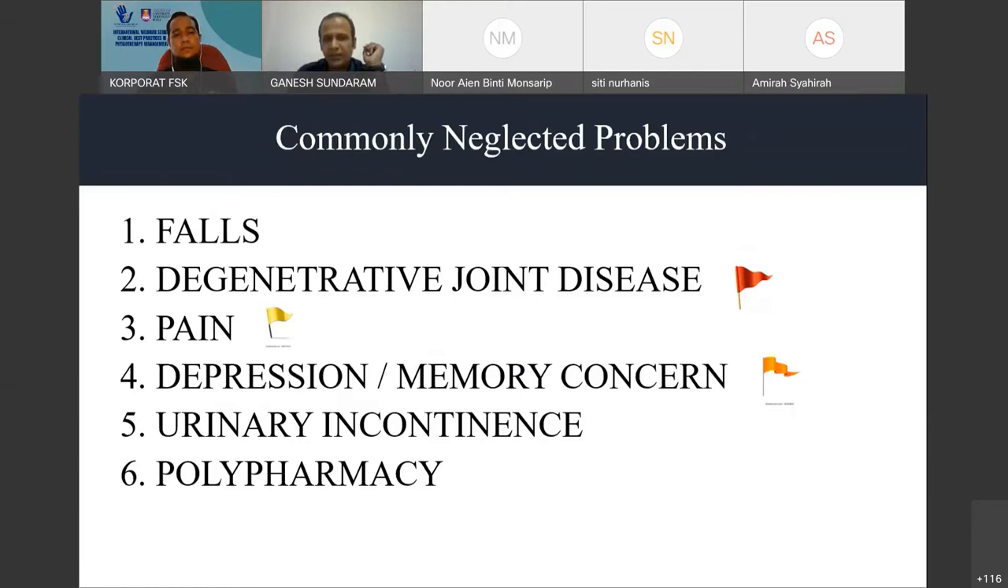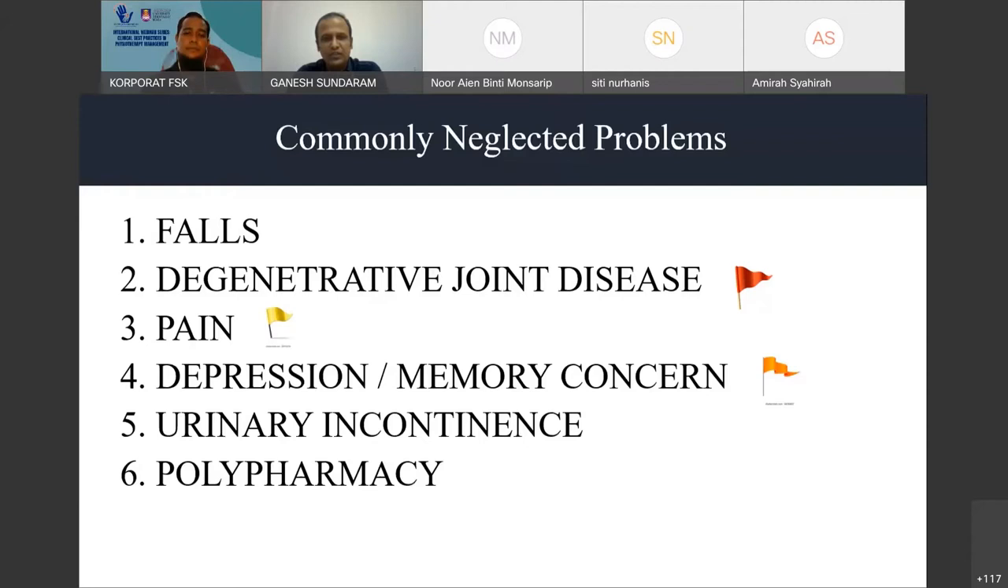Pain comes under a yellow flag sign. So when we categorize pain as yellow flag sign. Depression and memory concern come in orange flag sign, then urinary incontinence, and polypharmacy. Polypharmacy is when a geriatric patient consumes more than 5 medicines for different problems they have, that is called as polypharmacy. So here my focus will be more towards the fall, degenerative joint disease, and pain, these three.